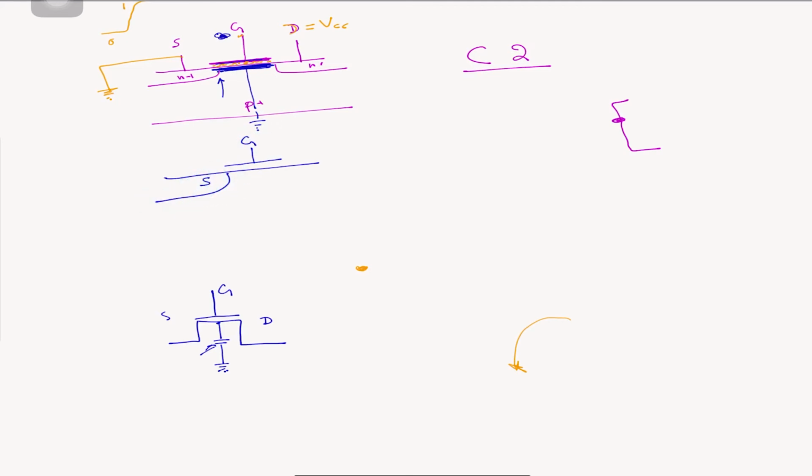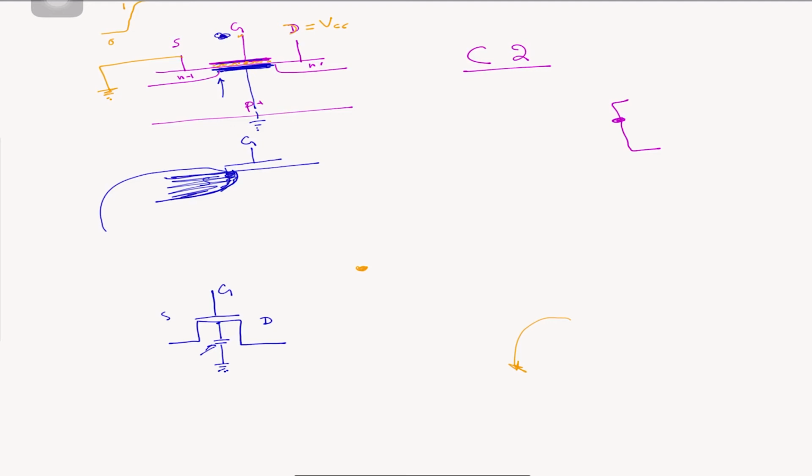Okay, this is a source. This is exactly where the gate ends, but actually it's hard to make it exactly aligned. So what happens is, in actual fact, your source goes all the way there. Or in other words, there's an overlap between the gate and the source.